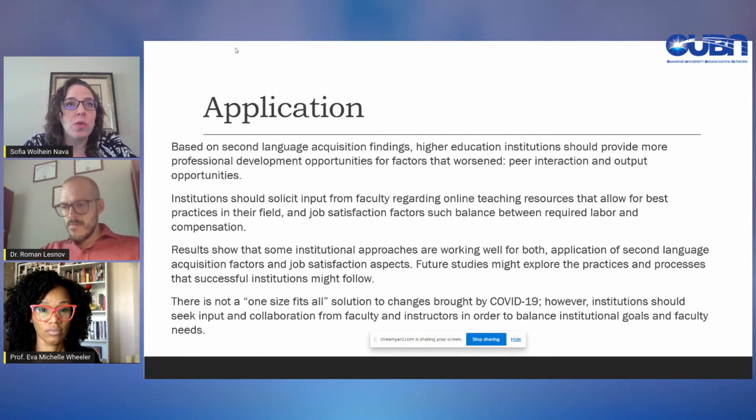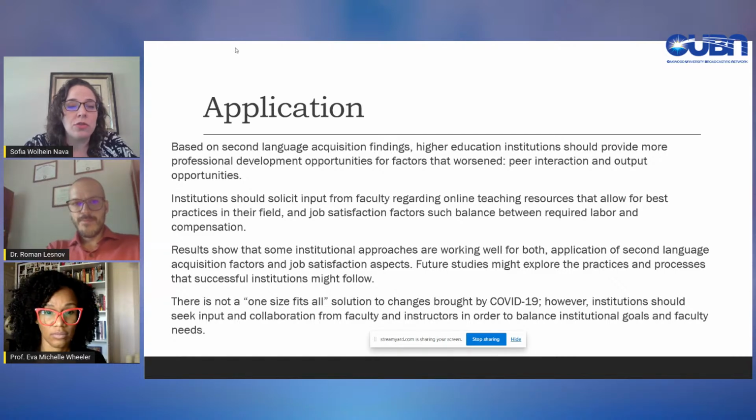However, some of the results show that some institutions are doing and responding to some of these factors very well. In future studies, we would like to explore the practices and the processes that the institutions applied in order to have a positive impact in the perception of foreign language instructors. We know that there is not a one-size-fits-all solution to all the problems and factors brought by the pandemic. However, we feel that seeking input from the faculty and the instructors will balance the goals of the institution as well as provide for the needs of its faculty.